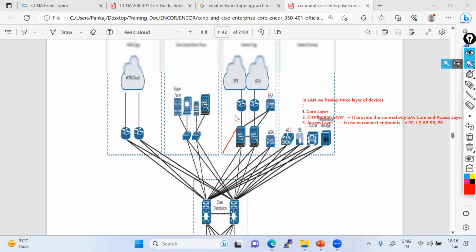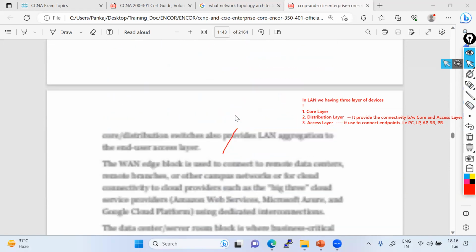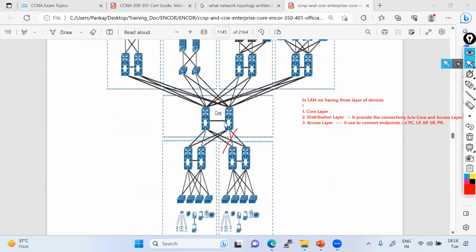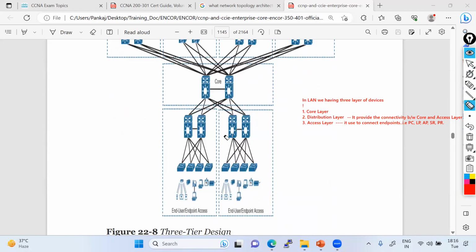So let me use some other diagrams so you can understand it this way. Let me show you this one. See this one. This is your distribution layer, known as DL. This is your access layer, AS, and this is your core layer, right? CL. You can call it CL, core layer.